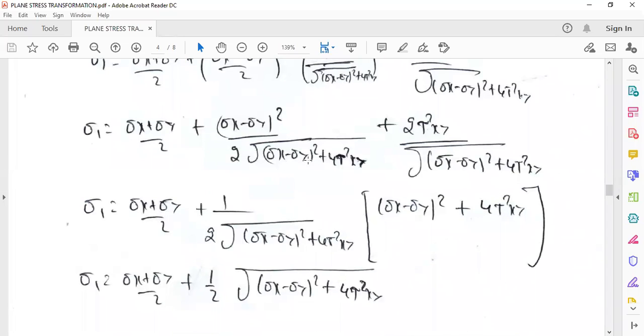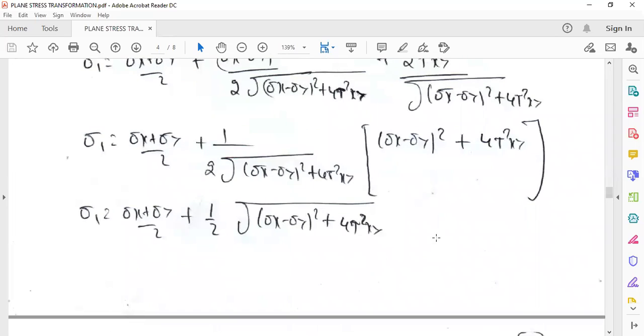If I take the root of sigma x minus sigma y whole square plus 4 tau xy square as common, then it will be sigma x minus sigma y whole square. I have to get 2 tau xy square here, therefore it should be 4 tau xy square by 2, which is equal to 2 tau xy square. I can write root 2 by root 2 is nothing but root 2. The root of sigma x minus sigma y whole square plus 4 tau xy square, into the root of sigma x minus sigma y whole square plus 4 tau xy square. One root we can cancel out. Therefore, we will be left with the root of sigma x minus sigma y whole square plus 4 tau xy square. So this is sigma 1.